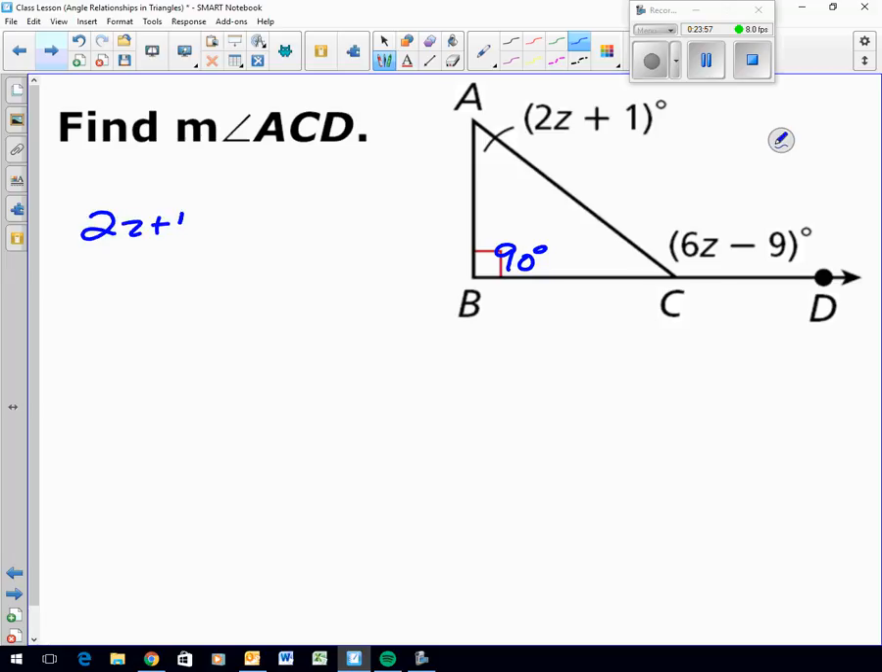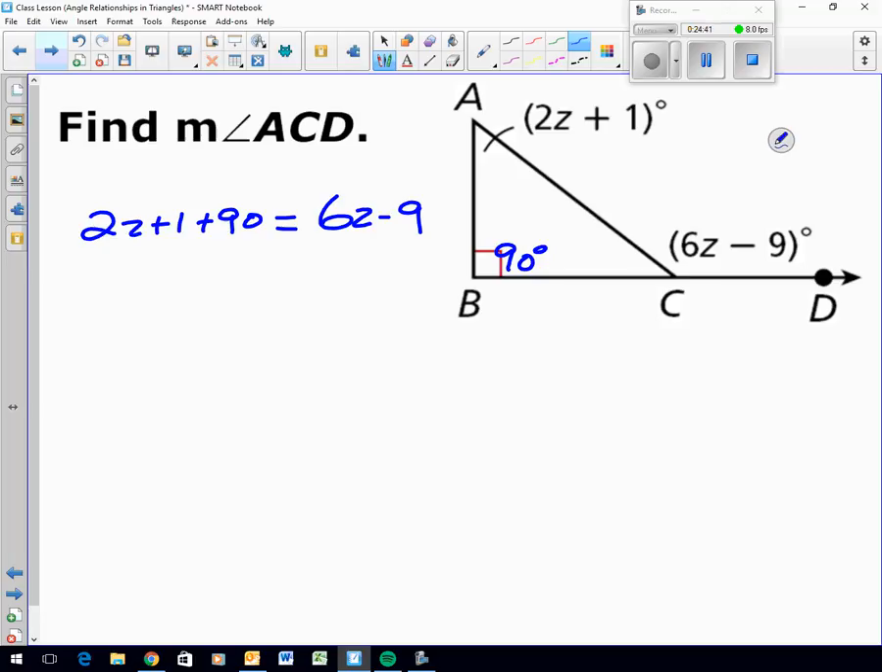2z plus 1 plus 90 equals this exterior angle 6z minus 9. Remember my remote interior angle theorem? It's okay if your right angle is the remote interior angle. Y'all see that? This is the exterior angle, and this inside angle is the adjacent interior angle. Adjacent, right next to it on the inside. Which means that if I add these two angles together, they will equal the exterior angle.